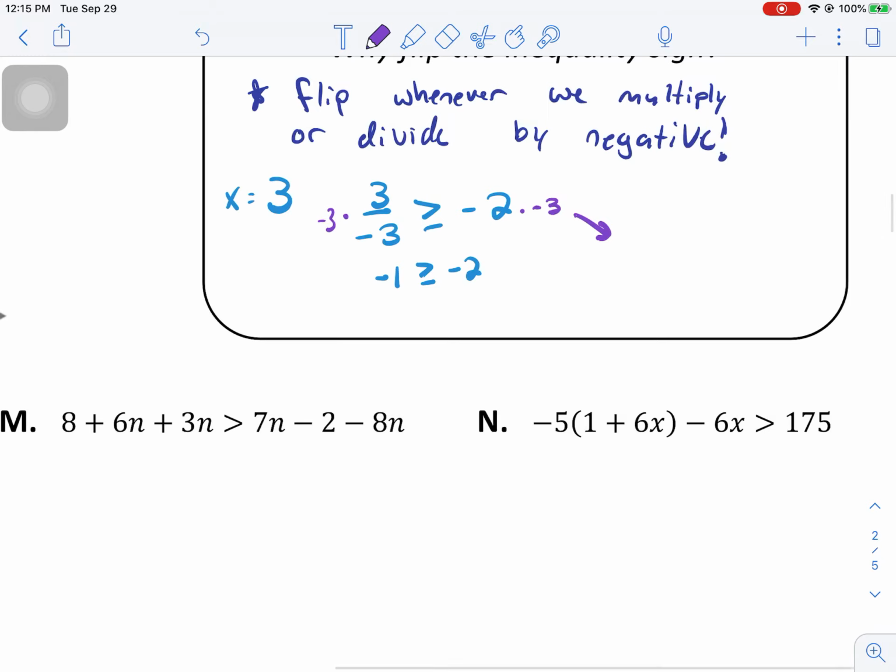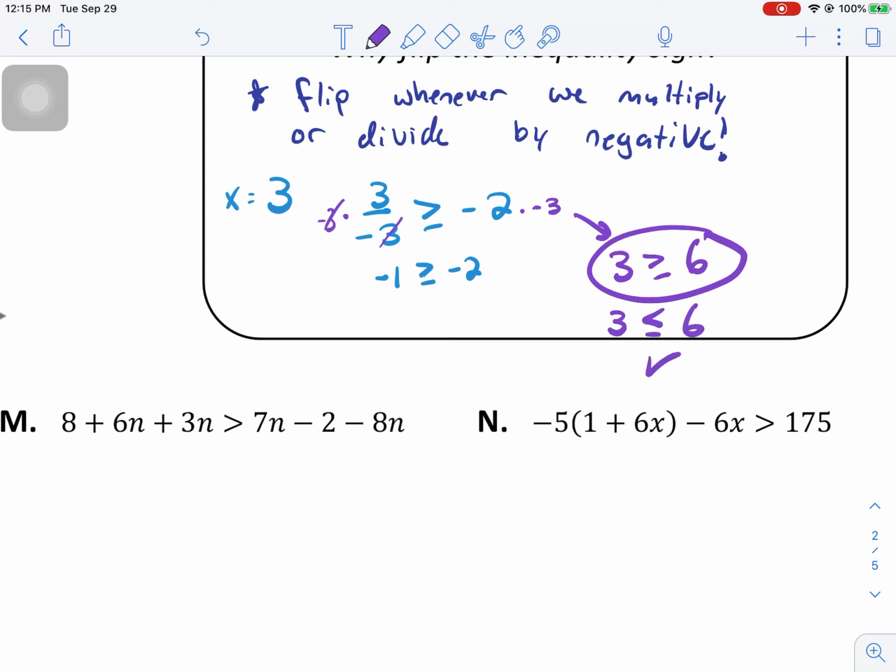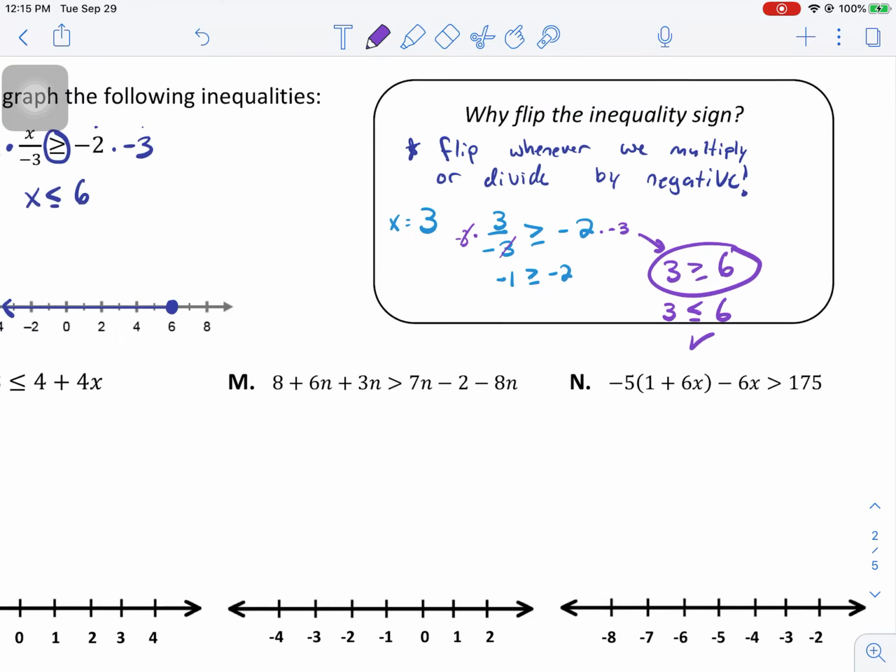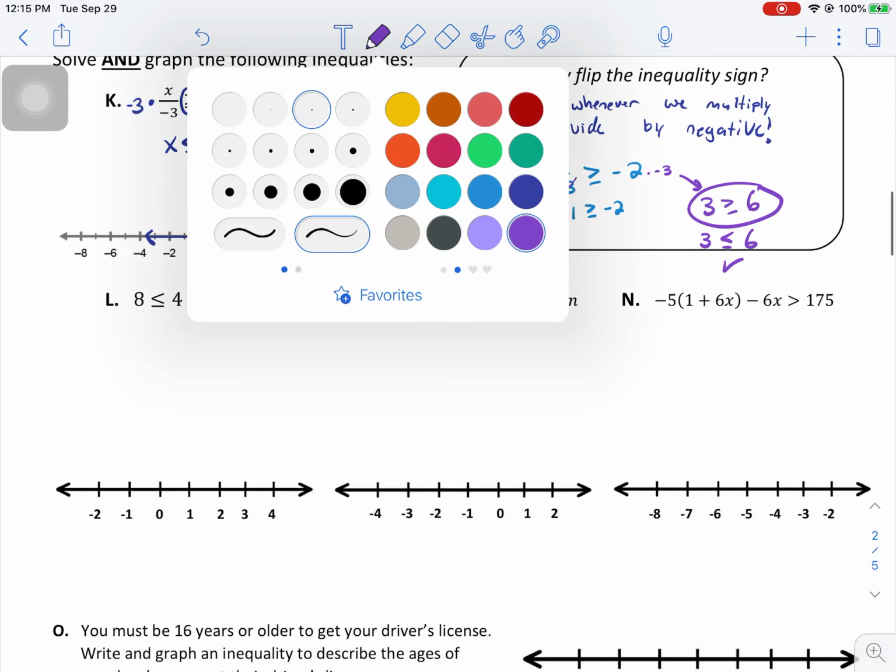When you do that, if you didn't flip the sign, what would happen is you would have 3 is greater than or equal to +6. This is not a true statement. So when we multiplied by that negative, we had to flip the sign to get a true statement. Now 3 is less than or equal to +6. Okay? So that's why we have to flip the sign.